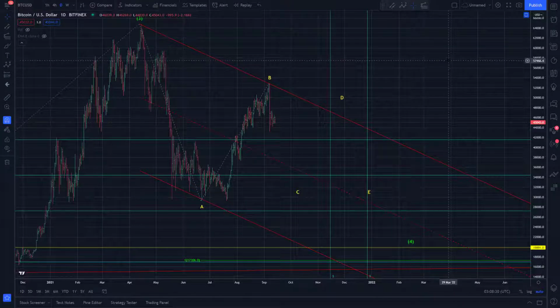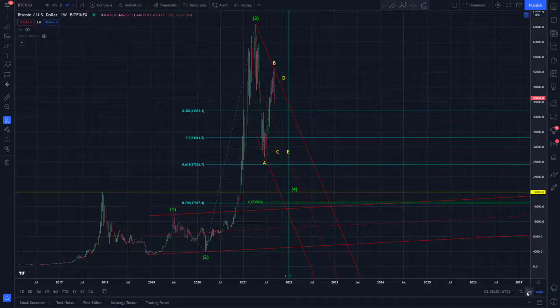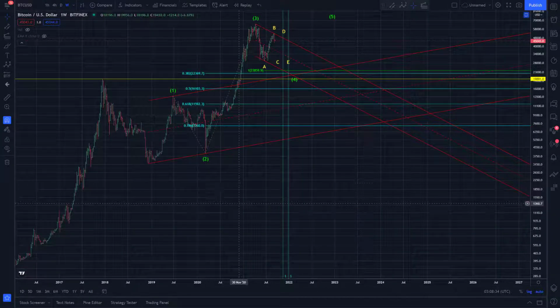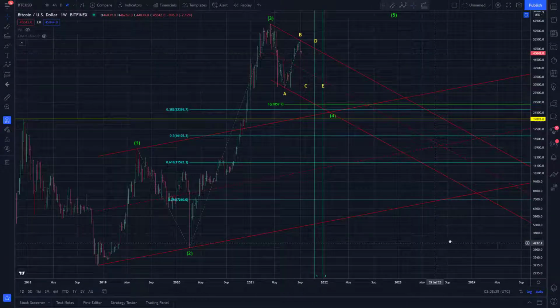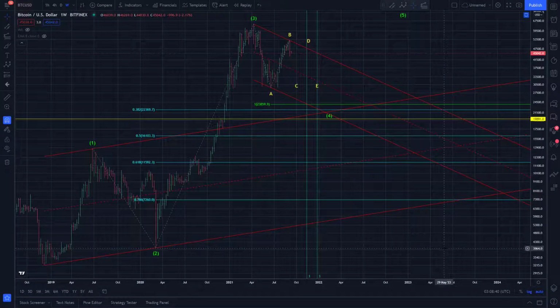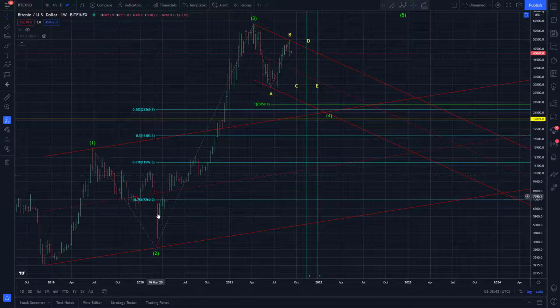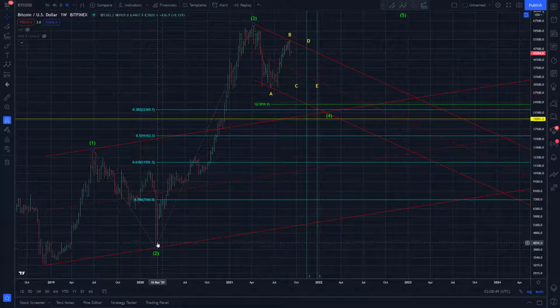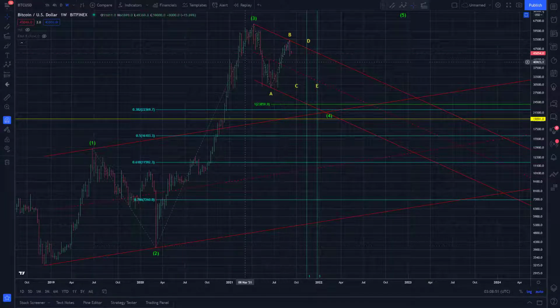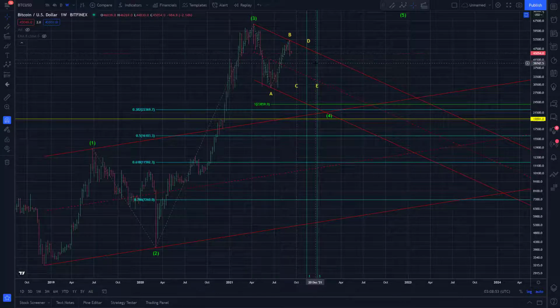Okay. Now, I will add, and let me just get back to log here for a moment, that there are some things to like about the triangle scenario. Typically, you look for the guideline of alternation. So in this case, it looks like wave 2 was sharp. It's directional. So the guideline of alternation would suggest that wave 4 would be more likely to be sideways.